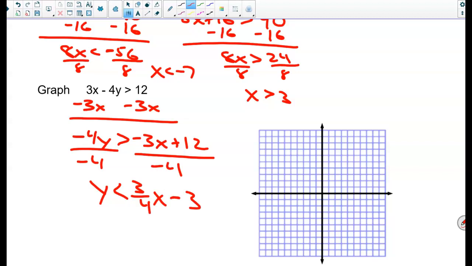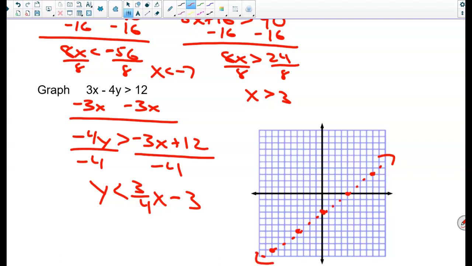Okay, when I graph that line, my y-intercept is negative 3. I'm going up 3 over 4, up 3 over 4. From here, down 3, left 4. And I can do it again, down 3, left 4. And it's a dotted line.